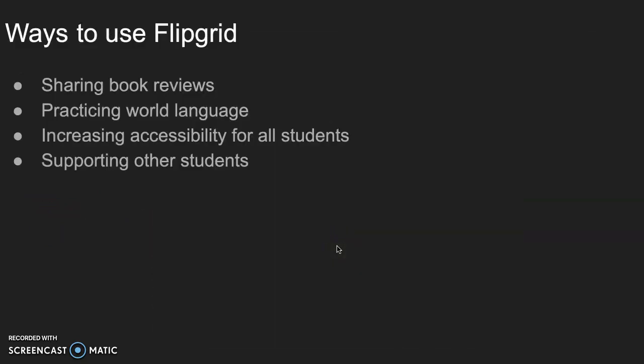Ways to use Flipgrid: sharing book reviews. School libraries can use QR codes for students to review books and allow other students to watch and review to decide if they want to read it or not. Practicing world languages. Students can post videos practicing their vocabulary and speaking to other students. Increasing accessibility for all students. Flipgrid has implemented features to ensure all students can participate with features like closed captioning and text aloud.